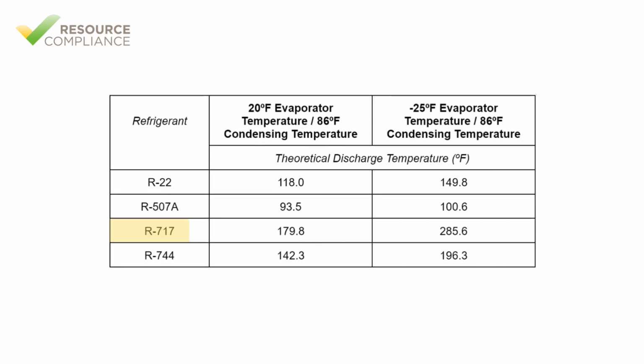Because of this, ammonia systems have traditionally used evaporative or water-cooled condensers, and air-cooled condensers are most often applied in systems using halocarbon refrigerants which have lower discharge temperatures.